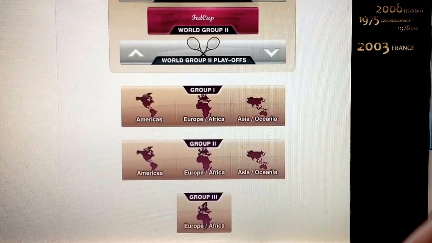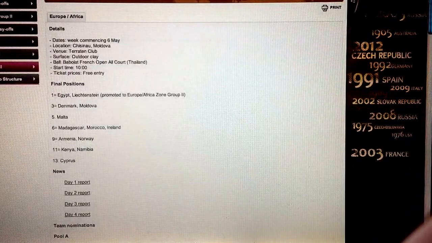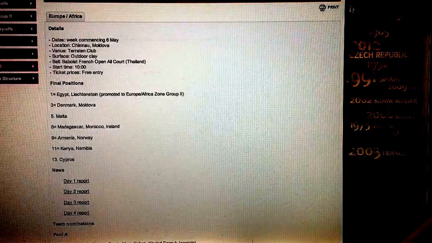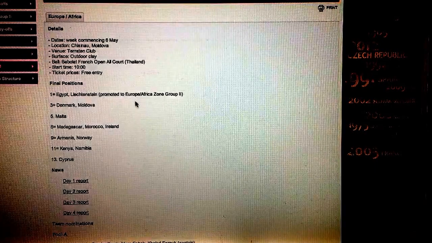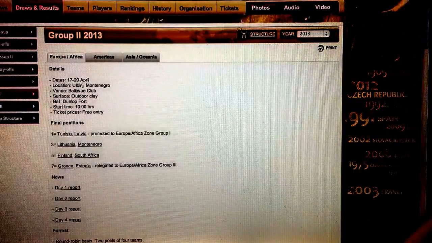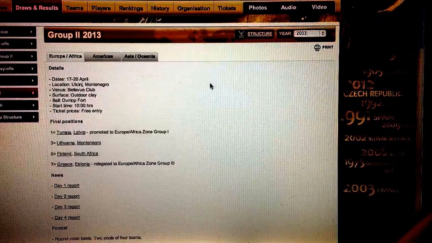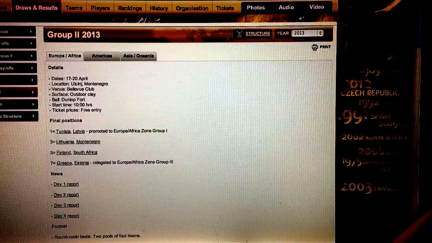So let's get started. We'll go from the bottom and work our way up. Group 3, as you can see, we're going to have a promotion. Now, they don't know where they're playing yet, so they still have 2013 here. But we are going to have Egypt and Liechtenstein in Group 2. They've been promoted. And the two teams that have been in Europe, Africa that are going to go down are Greece and Estonia, as you see there. So Greece and Estonia are going to be in Group 3 next year, which is sort of unfortunate.